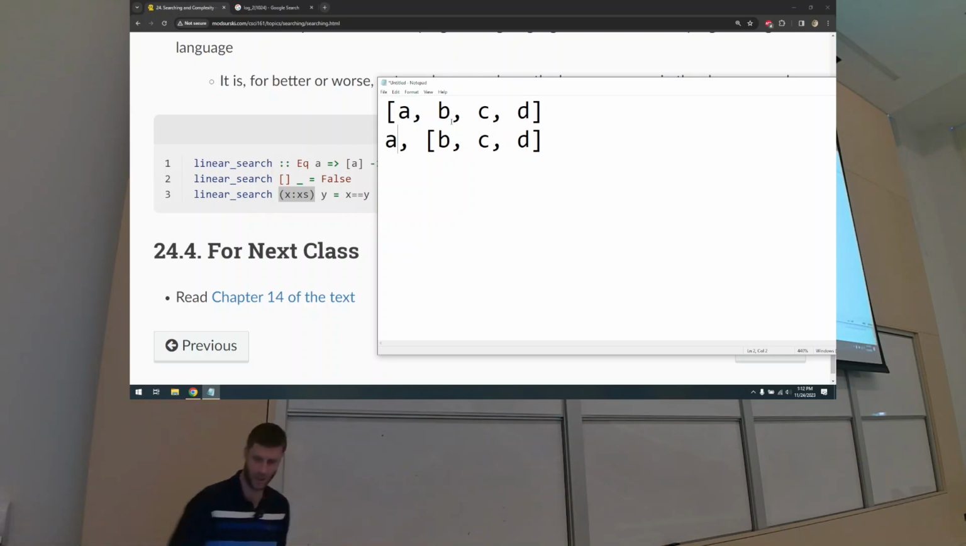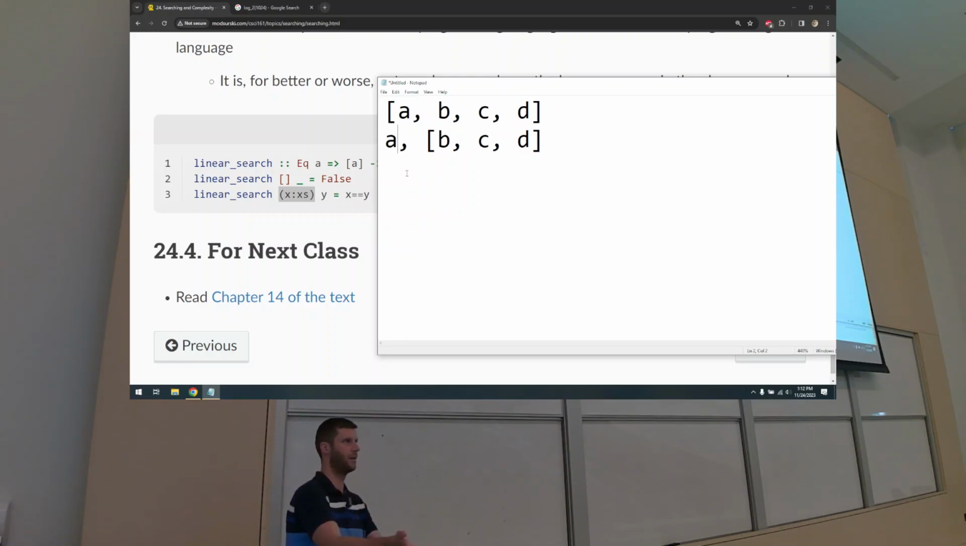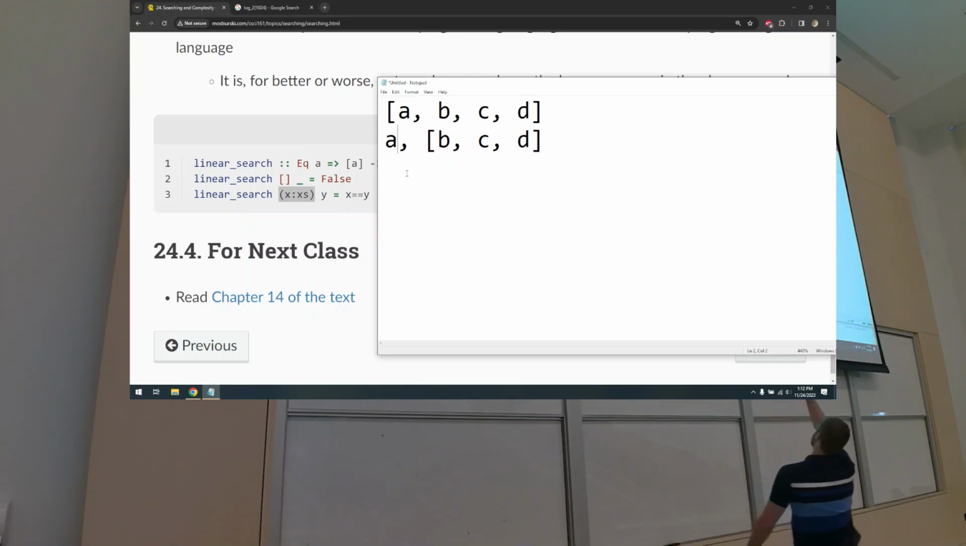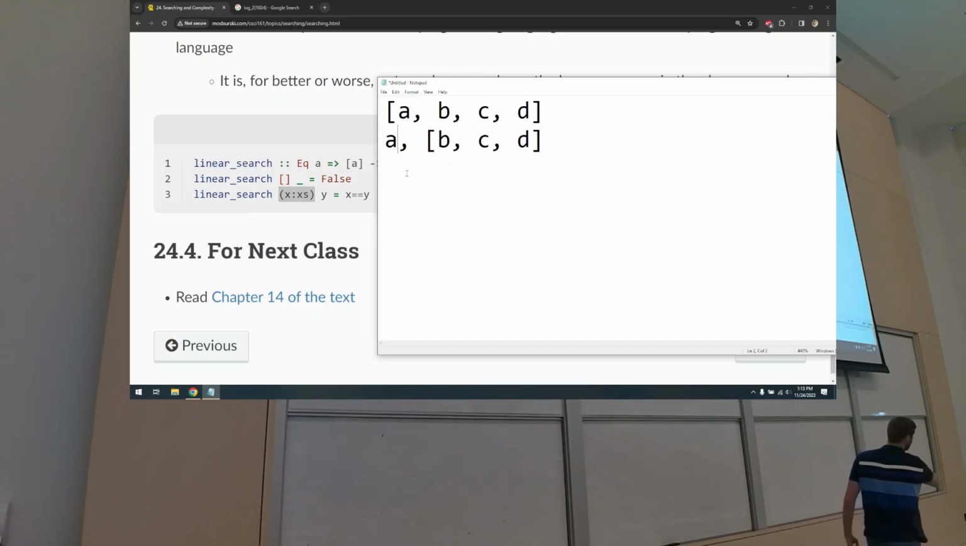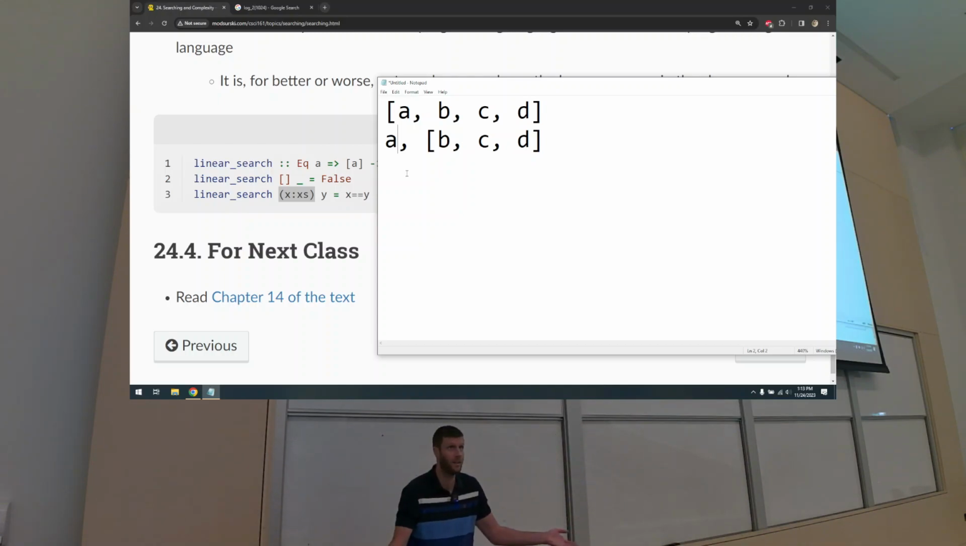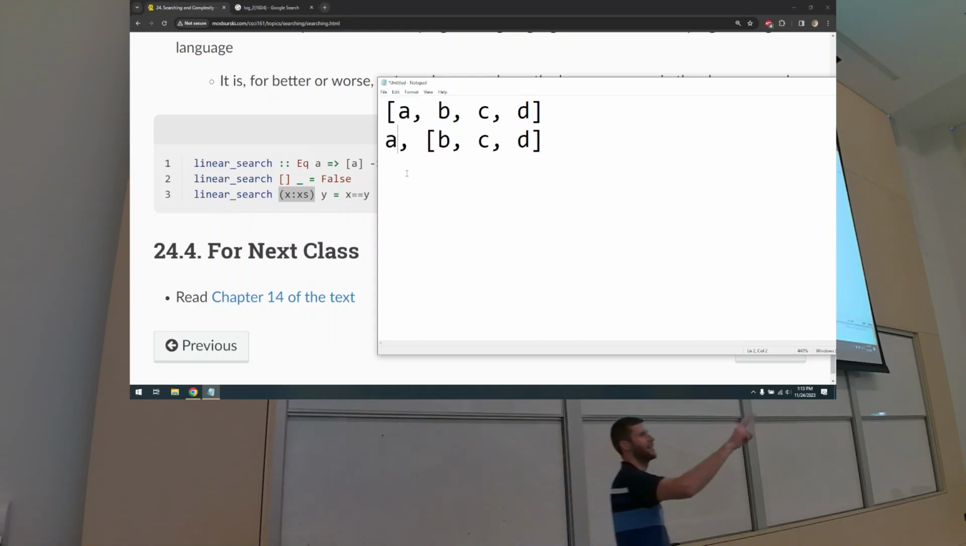If it is, X equals Y evaluates to what? Yell it out. Wake up. Come on. True, of course. Right? So if the thing at the beginning of my list is the thing I'm looking for, X equals Y is true, we return true, we're done. But X equals Y might evaluate to false. A, the thing at the beginning of the list, might not be what I'm looking for, right? So we've kind of established two cases here.